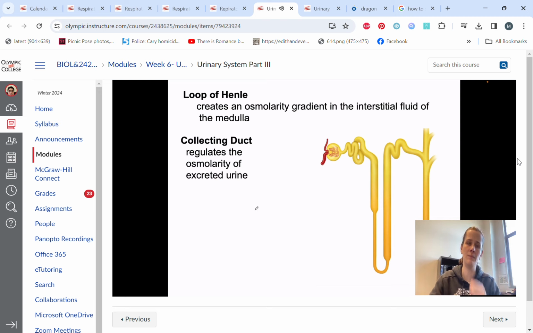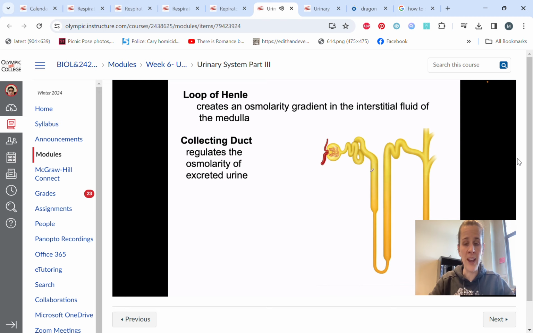Okay, so now we've talked about the proximal convoluted tube. Its main job is in reabsorption and secretion of specific molecules to make the filtrate more specific to what we want to get rid of, right? We're going to reabsorb the things that we want to keep, like glucose, while we're going to put in things like toxins or waste that we don't want.